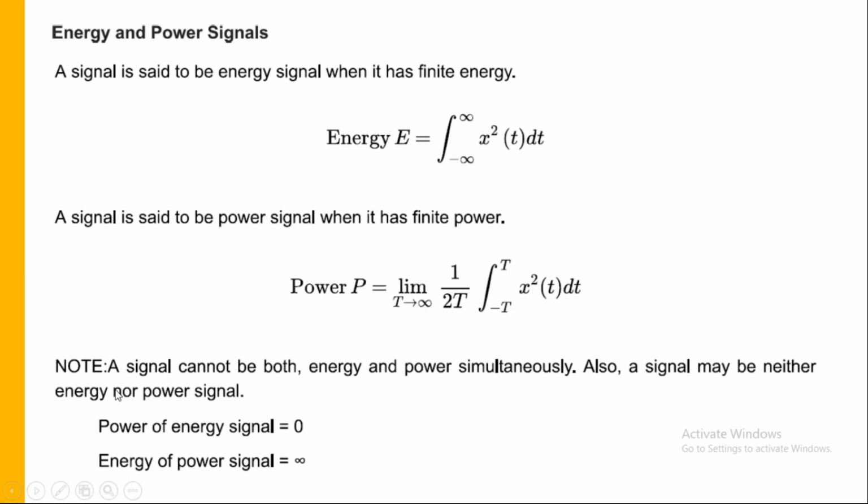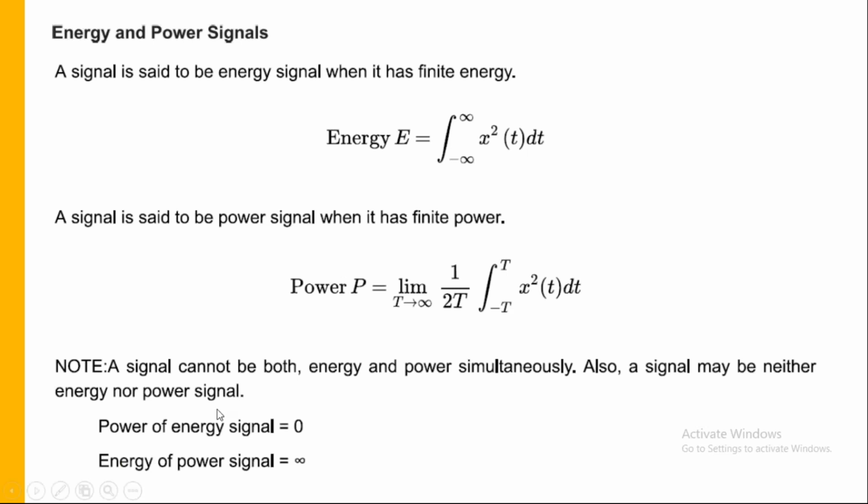Now try to understand, we have a note here: a signal cannot be both an energy signal and a power signal simultaneously. Please make a note of it. Any signal you take cannot be both an energy and a power signal. A signal can also be neither an energy signal nor a power signal. So you cannot say that both will exist. You may have either a power signal or an energy signal. Both will not exist at a time.